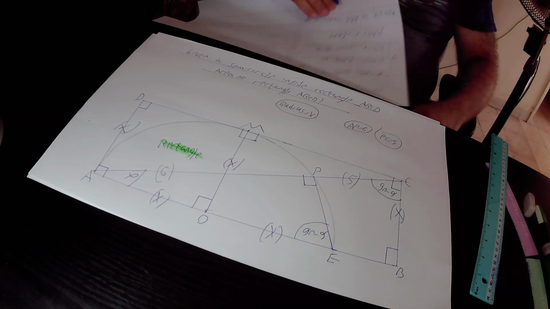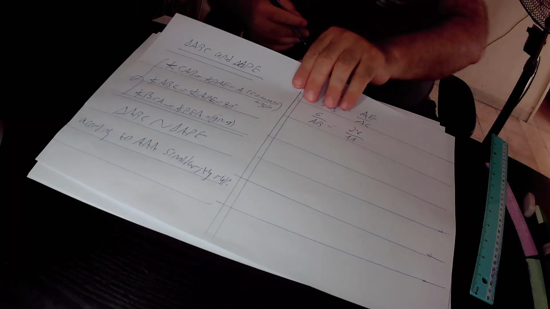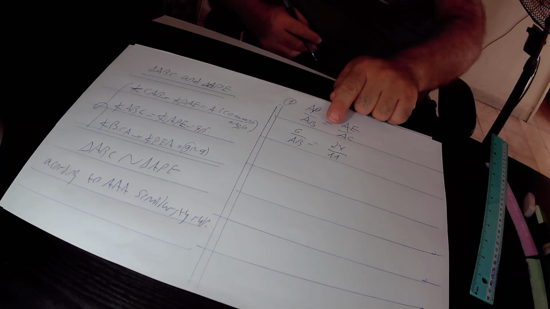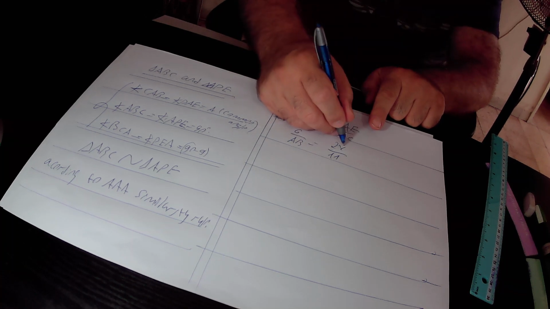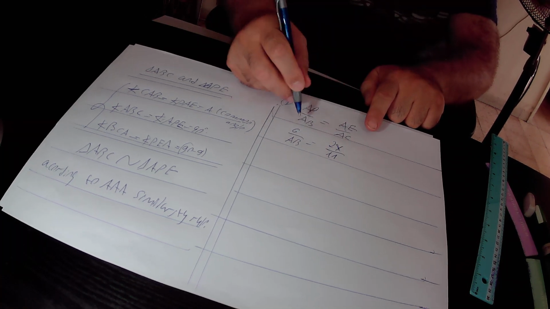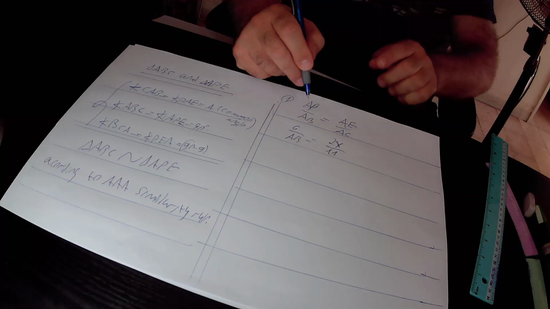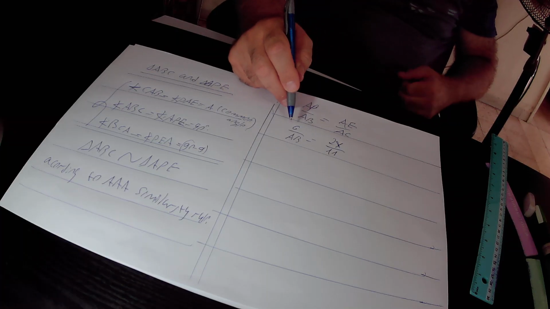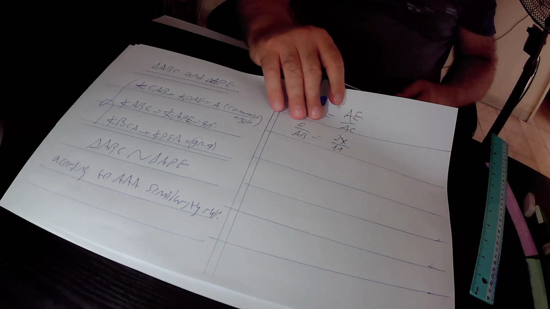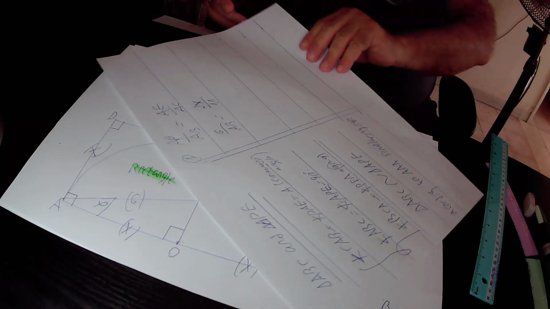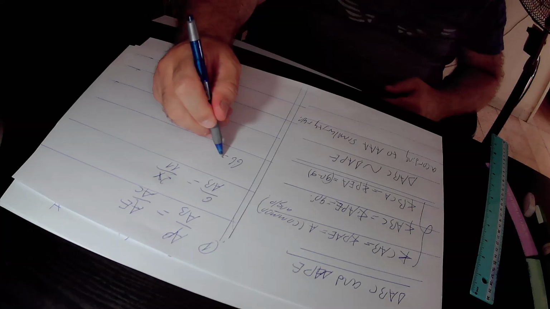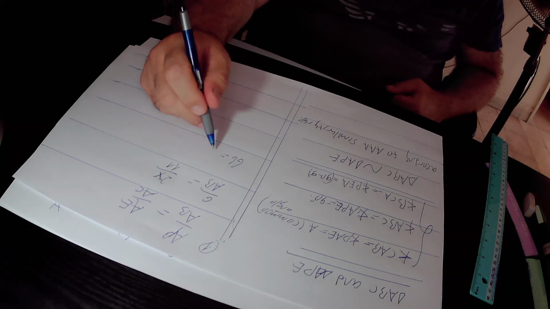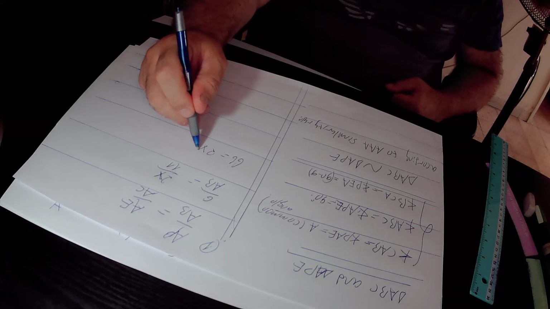So in total, we find that 6 over AB equals 2x over 11. Here we cross multiply this equation, and we get that 6 times 11 is 66, and it is equal to 2x times AB.